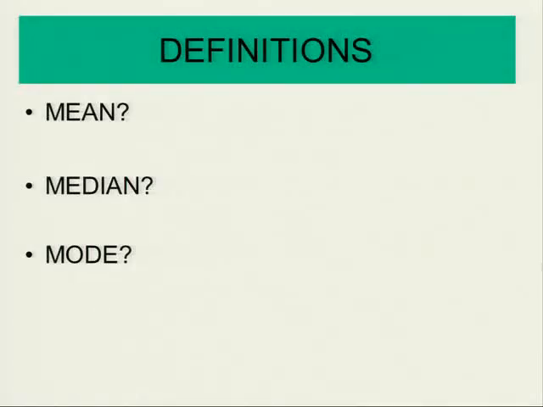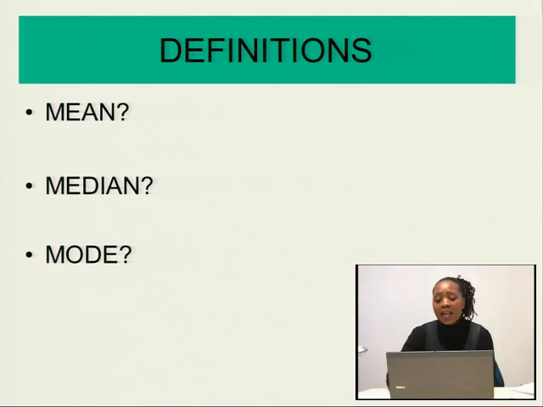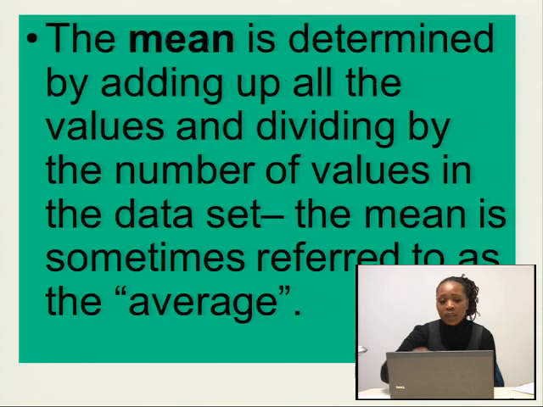Under the measures of central tendency, we have the mean, the median, and the mode. I'm sure you've heard a lot about these three components. What does the mean mean? What does the median mean? And what does the mode mean? Or how do we calculate the mean, the median, and the mode?